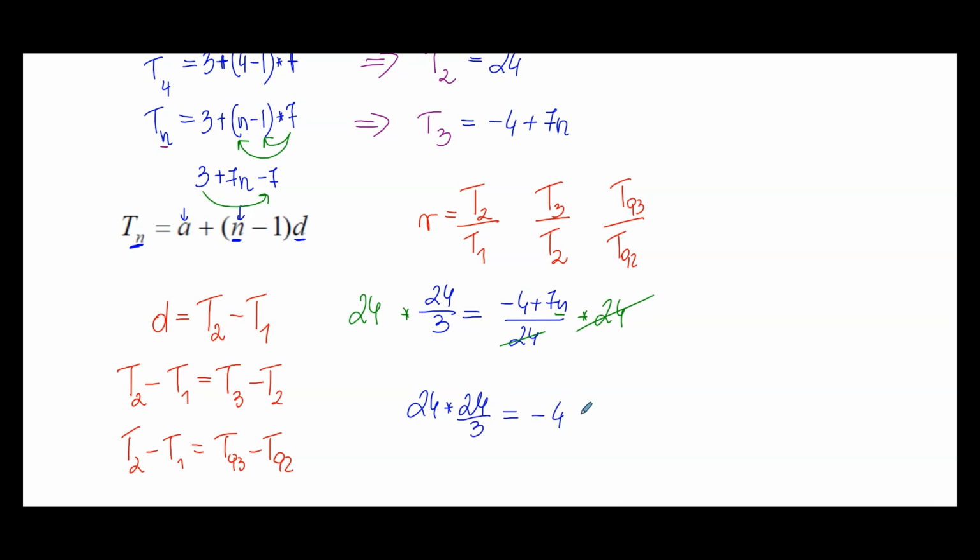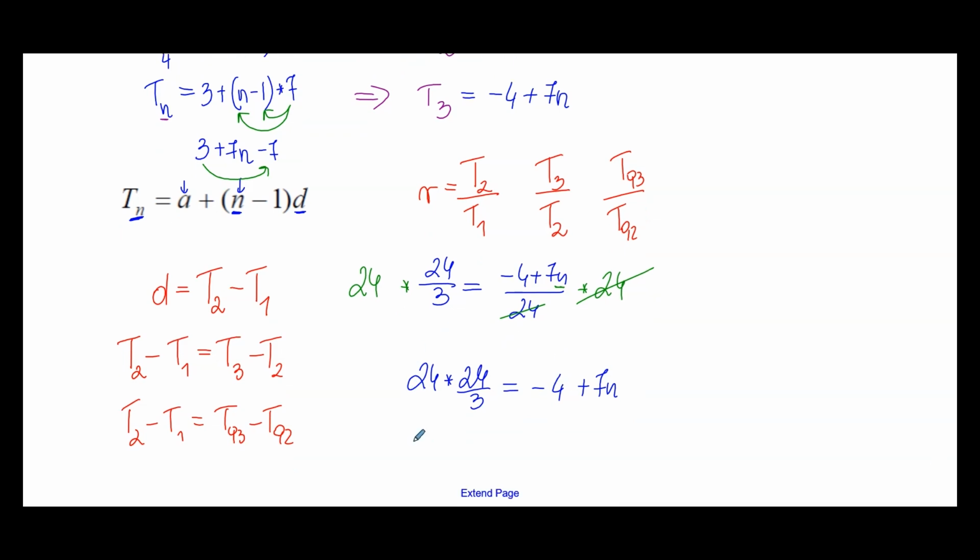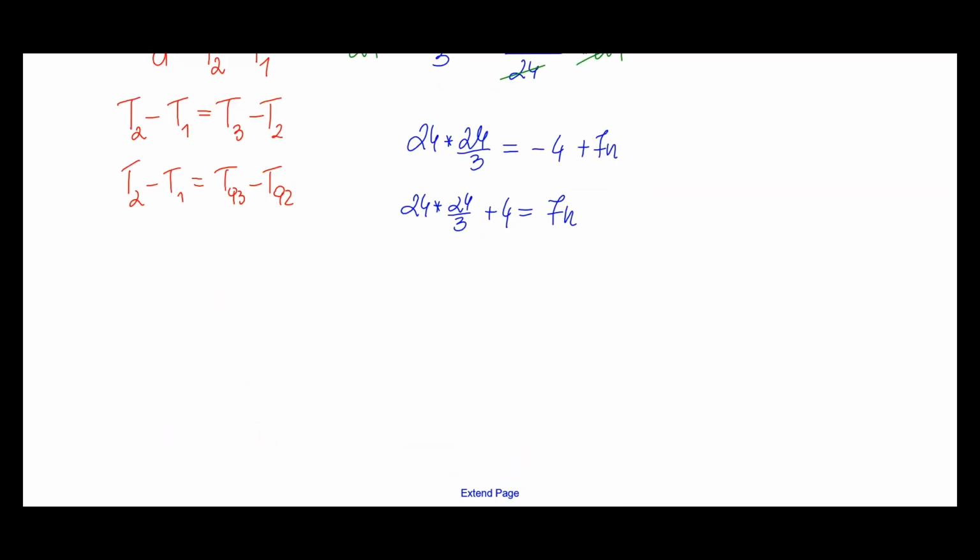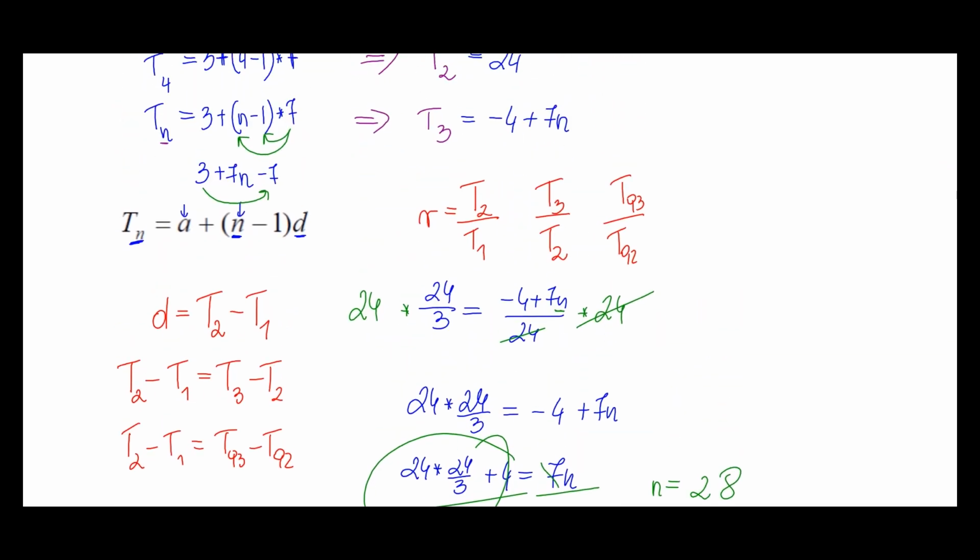On the other side, I have minus 4 plus 7n, and I take my minus 4 to the other side. Therefore, I change the sign to plus 4, and then I am left with 7n, which means 7 multiplied by the value of n. So if I want to get rid of that 7, I divide both sides by 7. I put all of that in the calculator, and I get that n is 28. So that's one way we can solve that.